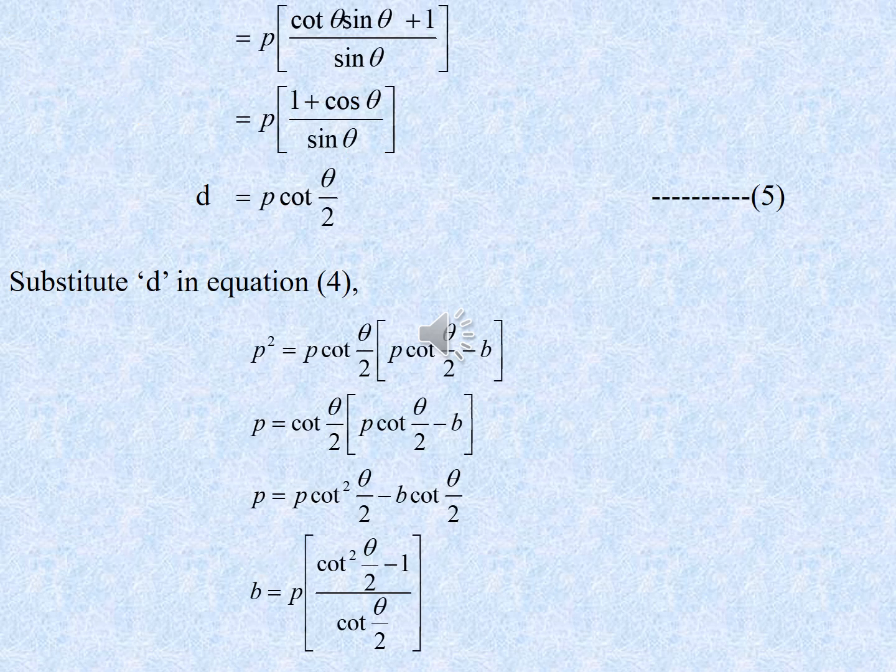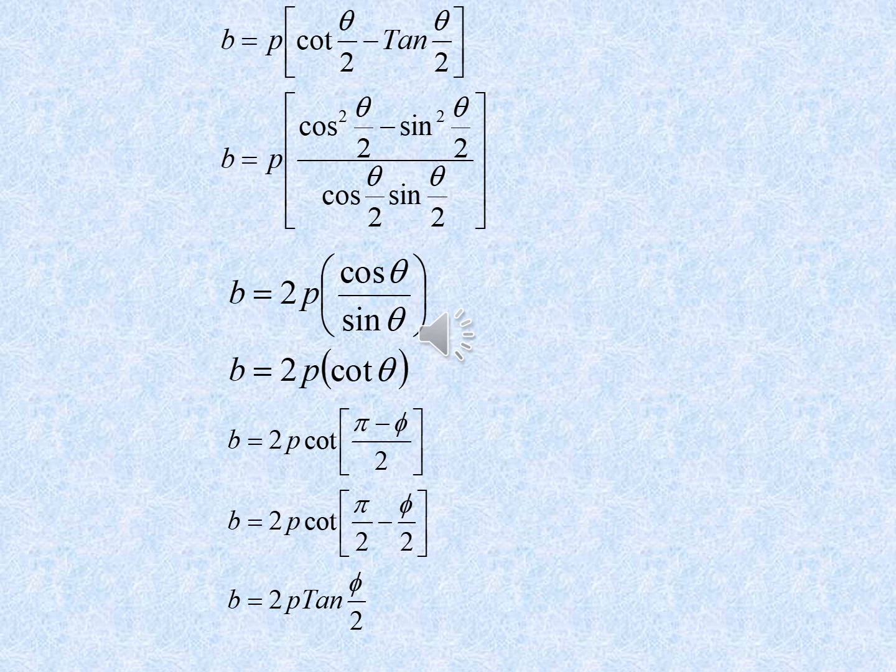Taking the LCM and solving the equation, we get d is equal to p cot theta by 2, that is equation 5. Substituting the d value in equation 4, we get p square is equal to p cot theta by 2 into p cot theta by 2 minus b. We get the final equation: b is equal to 2p tan phi by 2.